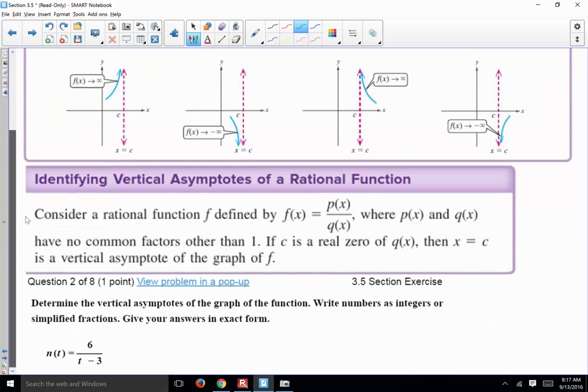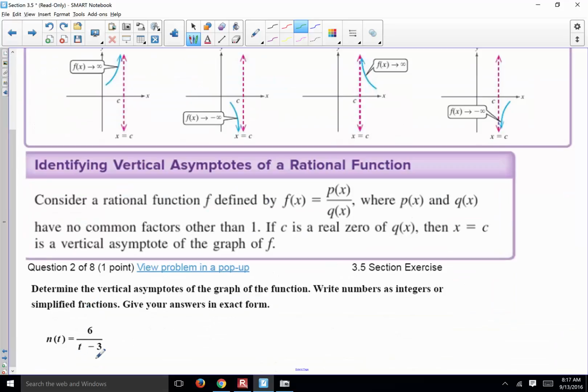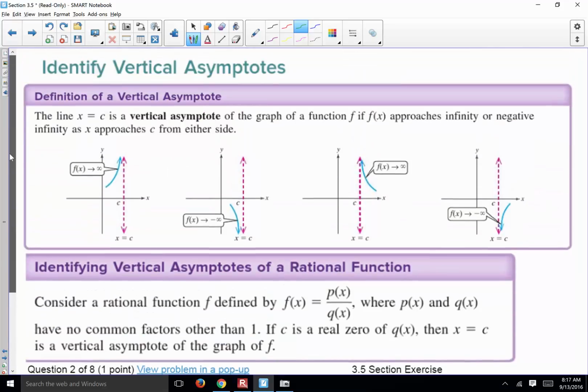What if I give you a problem like this, but you don't have a graph? How would you find it? So that's our topic next. How would you find vertical asymptotes directly from the equation, not from the graph?